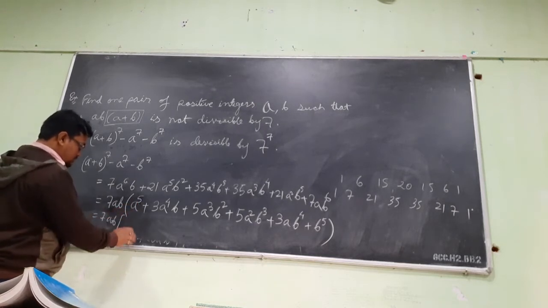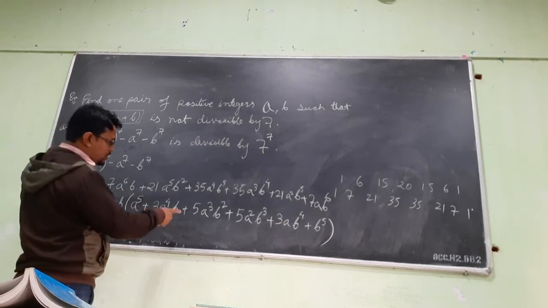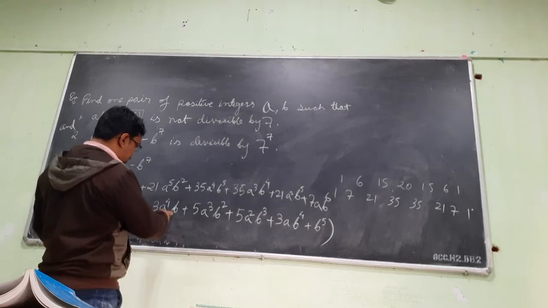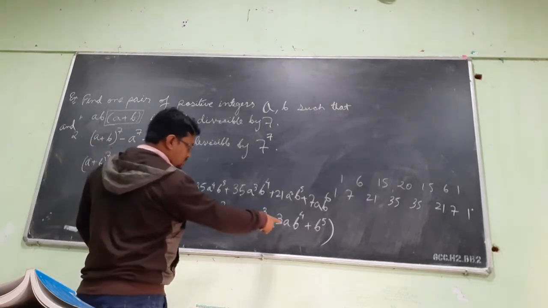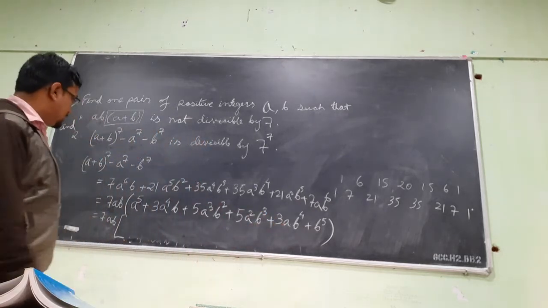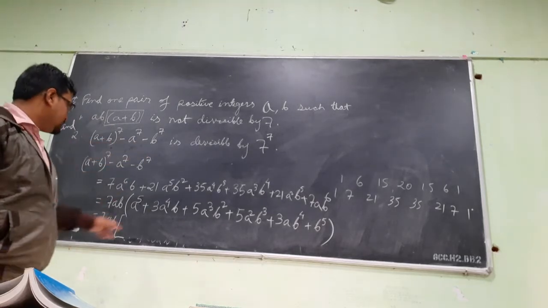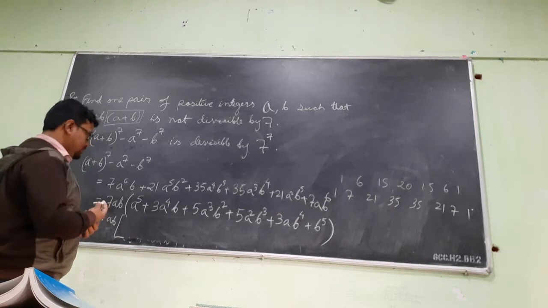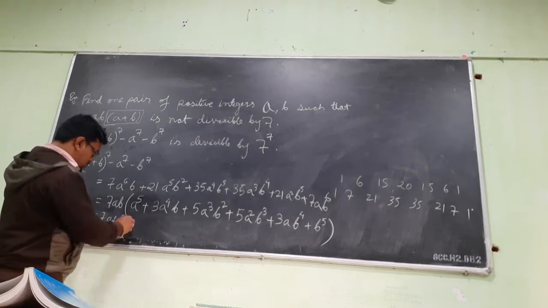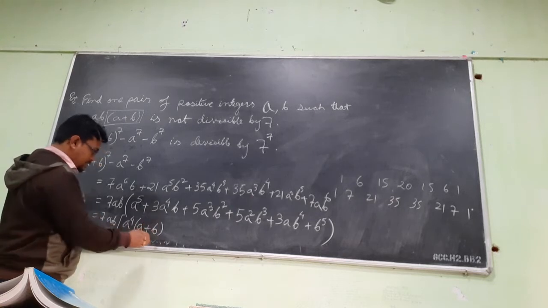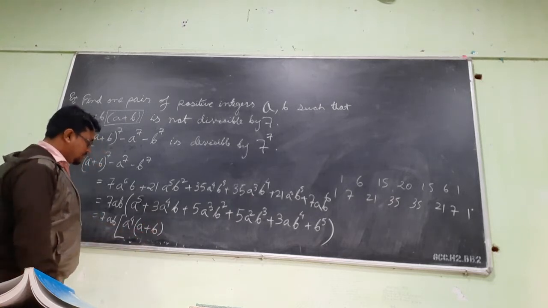So if we put a equal to minus b here, what happens? Okay, the expression comes out to be 0. So it has to be divisible by a plus b. So a to the power 4 into a plus b.